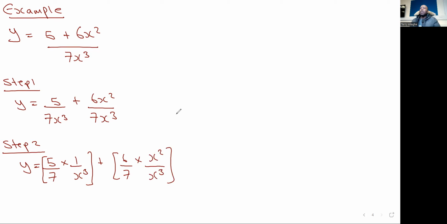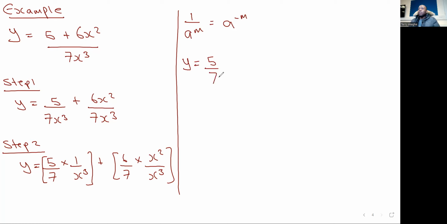Now, following the laws of indices, I told you in the laws of indices that 1 over a raised to power m is equal to a raised to power minus m. Okay, we talked about this in the laws of indices. So that means I can now say y will be equal to 5 over 7. Now I can apply this law here. It's going to give me x raised to power minus 3. Okay, so we're converting it to index form.